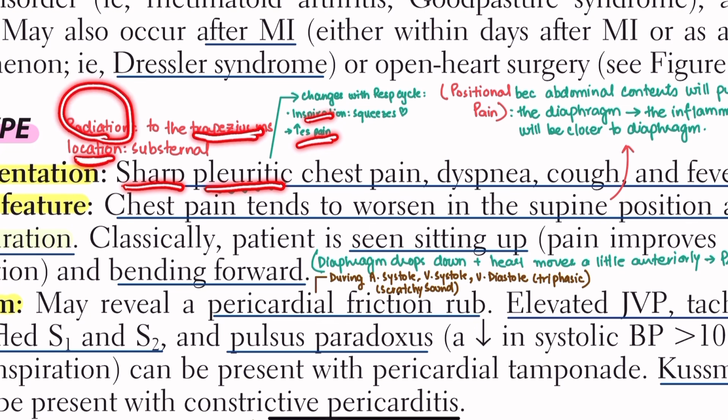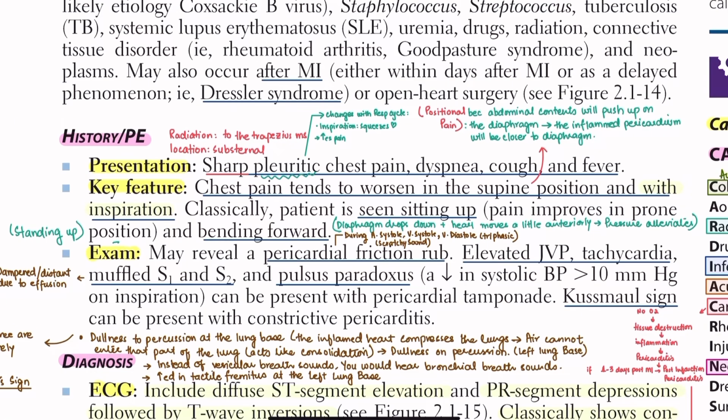The location of the pain will be substernal. This is a very specific pain, which is the pain of the pleura. Other than this chest pain, dyspnea can happen, cough can happen, and fever can happen as well. Chest pain tends to worsen in the supine position. So the pain is not only pleuritic and sharp and radiating to the trapezius muscle, located in the substernal region, it is also positional pain.